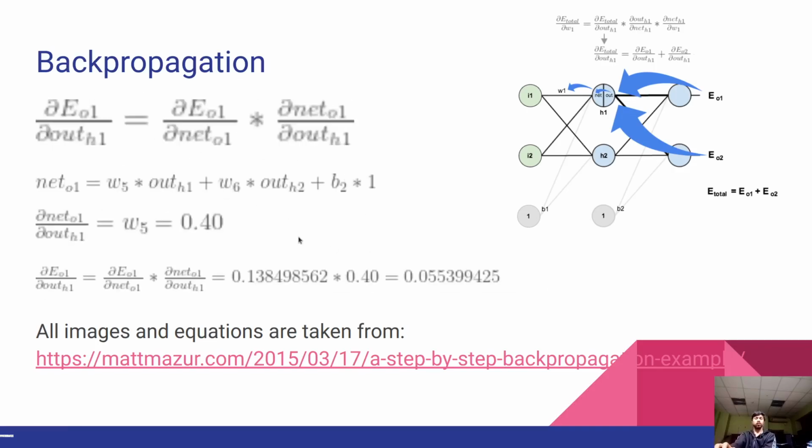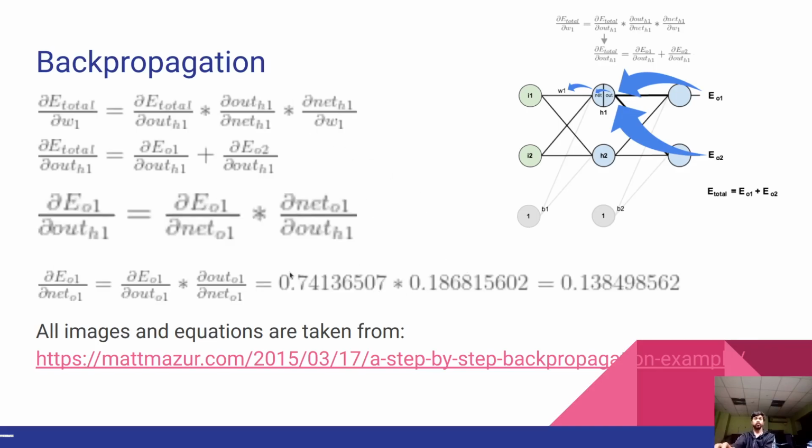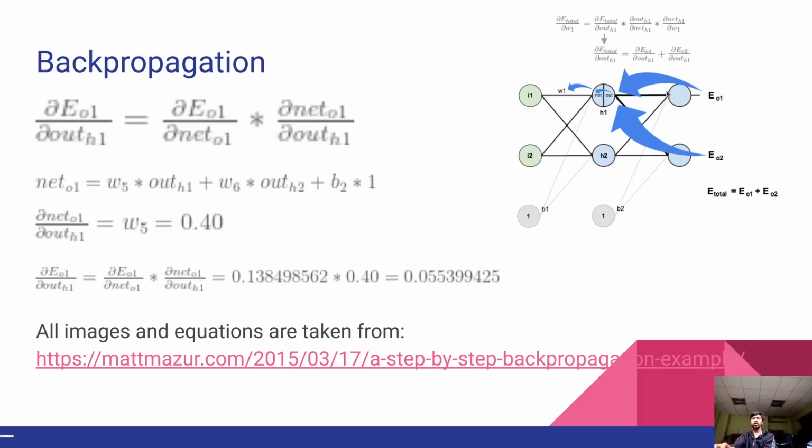So, this we have found. Then net O1, how to find net O1? It is W5 into out H1, W6 into out H2, and B2 into 1. This is the equation. To find it with respect to out H1, we just take the derivative. Something into W5, so if we are taking the derivative, only W5 will remain. The other terms are not dependent upon out H1, so their derivative will be 0. So, this value is W5, and W5 is 0.40.